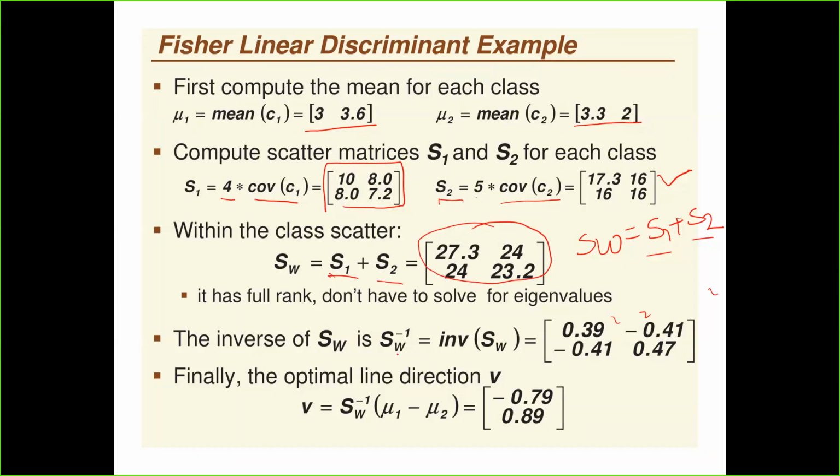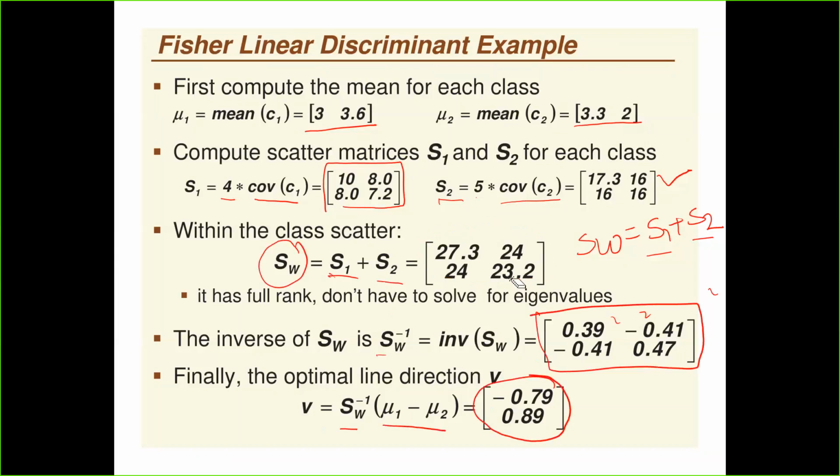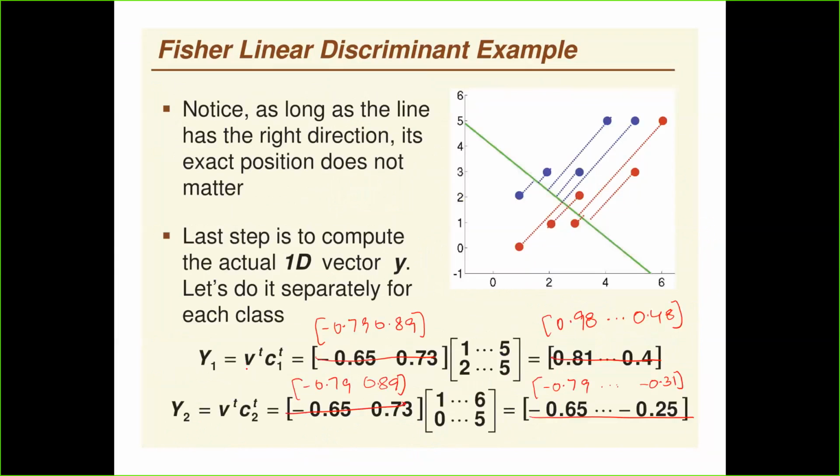So now compute the inverse of SW, and you've got this. Now what is V? V is SW inverse (mu1 minus mu2), which is this. This is the direction of the vector. Once you get V, how do you compute the projected data points? V transpose x1, V transpose x2, and so on, V transpose xn. Right. So multiply V transpose with the C1 transpose. This is the V that we got. These are the original data points, and these are the projected data points, minus 0.98 to 0.48.